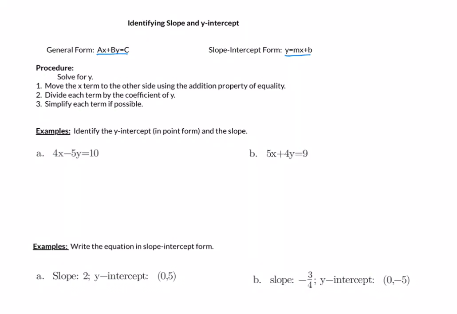In order to do this more specifically, we're going to move the x term to the other side using the addition property of equality. After that, we want to divide each term by the coefficient of y and simplify if possible.